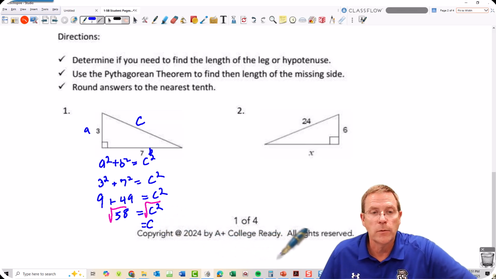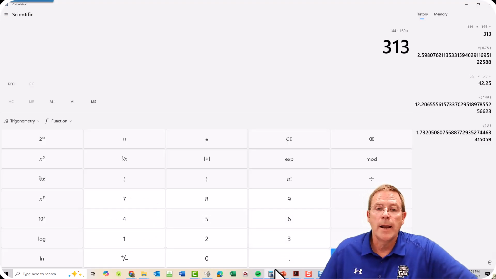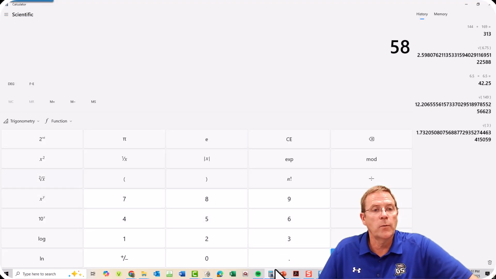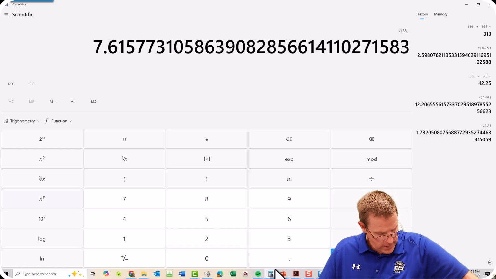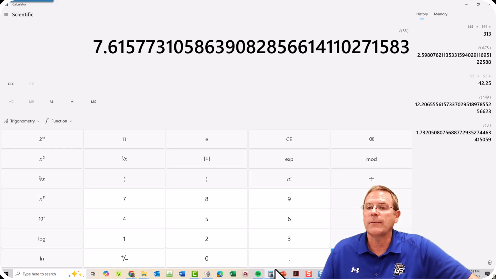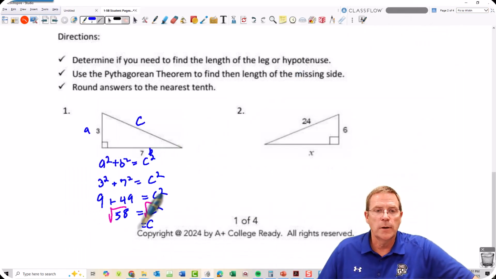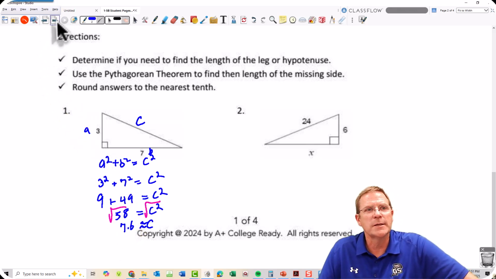And that's going to equal, now the square root of 58, not so easy. That's an imperfect square, so we're going to use our calculator, and we're going to round that one to about 7.6. So we can take the equal signs, turn them into the squiggly about signs, and we're going to say that that is going to be about 7.6.